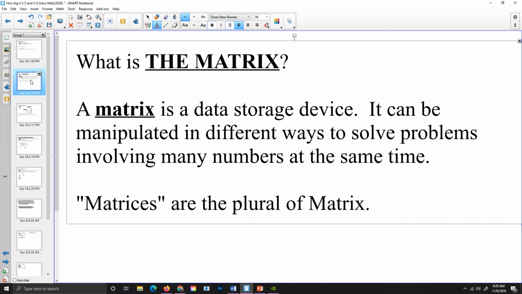Now, in the past two lessons, we solved systems of linear equations in 2 variables and in 3 variables. What matrices are going to let us do is solve them very quickly, so that we don't have to use elimination, and we can just use a calculator to get through that computation.